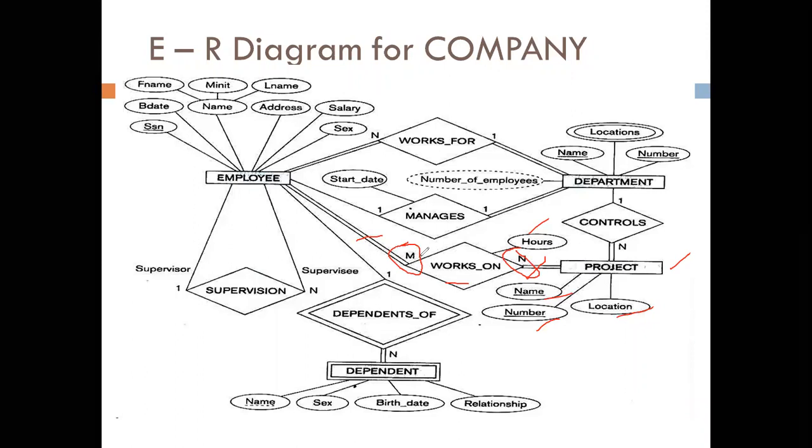So it is m. Similarly, each project is controlled by, or comes under, a department. So a department controls a project. One department can control n number of projects, and each project must belong to one department. So that's why the numbers 1 and n are written over here.